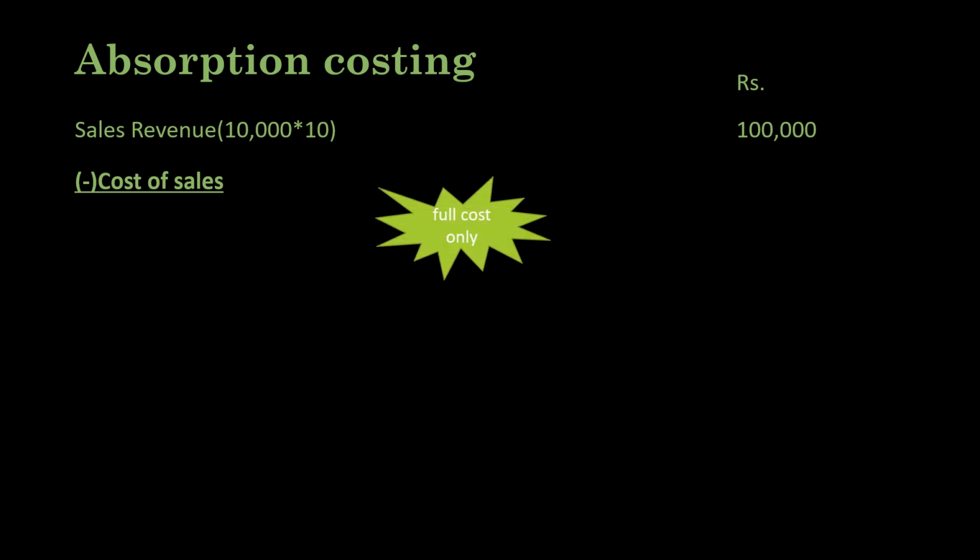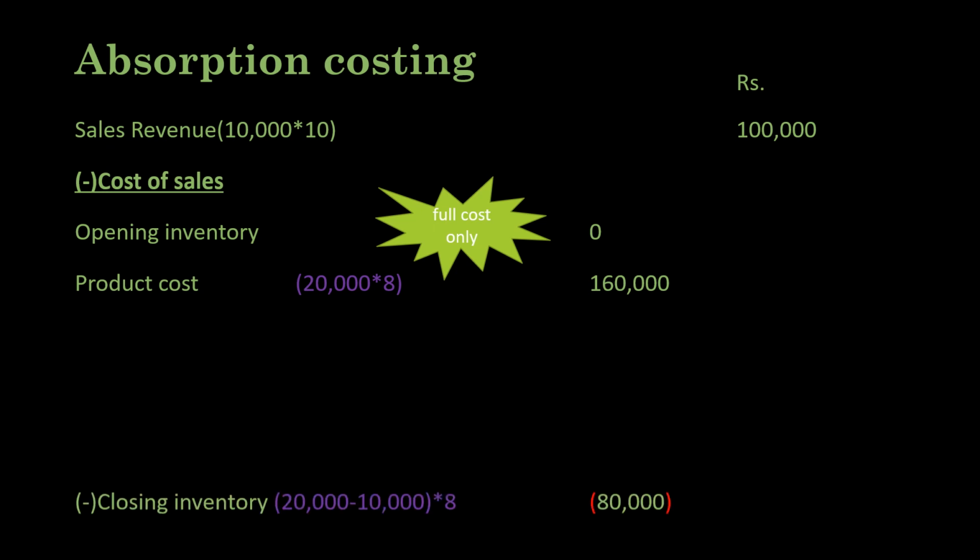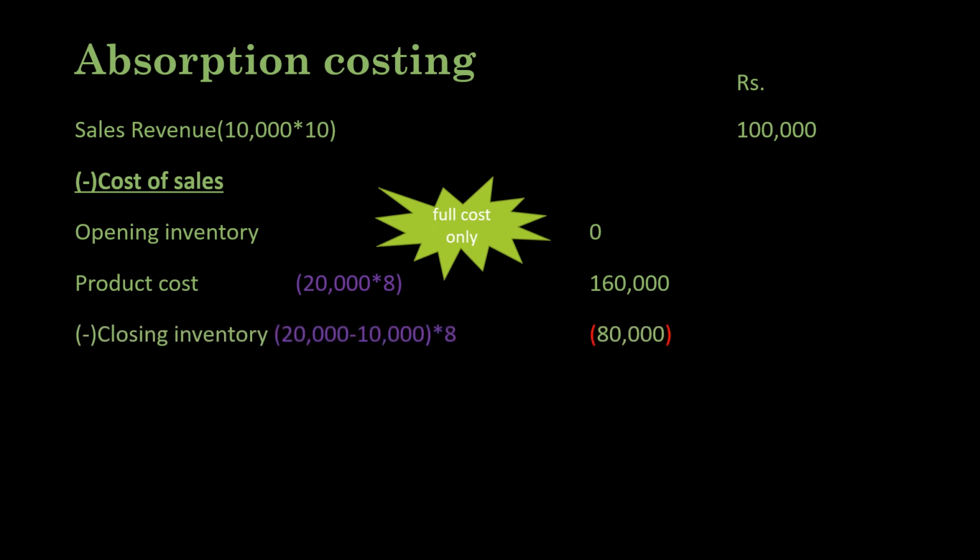So let's prepare the absorption costing income statement. Here also we are starting with the sales revenue, that is 10,000 into 10 rupees, which is 1 lakh. From that value we have to deduct the cost of sales. So here we are going to take the full cost, that is 8 rupees. Since there is no opening inventory, we have to move forward the product cost. So here the product cost is 8 rupees into 20,000 units, that is 160,000. From that we have to deduct the closing inventory, that is 10,000 into 8 rupees, 80,000.